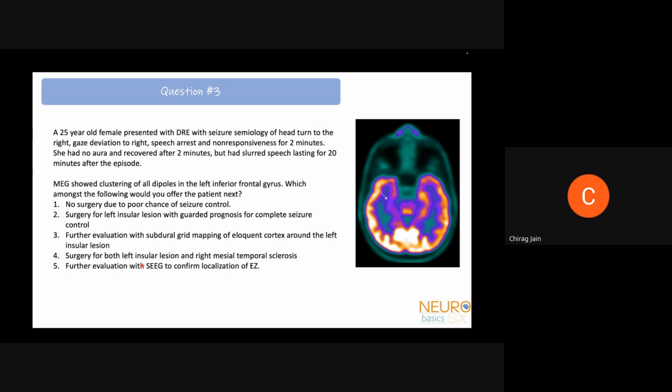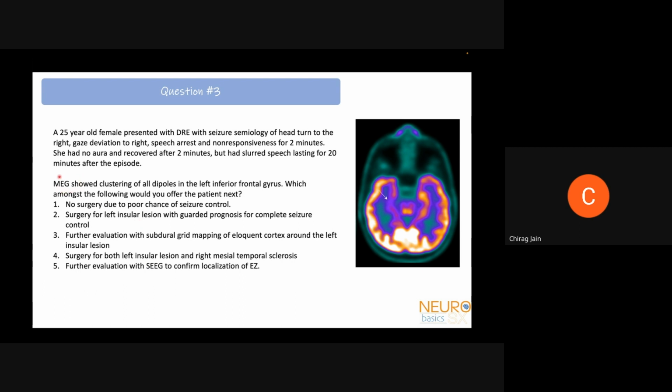Okay, so if you remember, one of the advantages that we discussed of MEG was that sometimes it can obviate the need for invasive monitoring. MEG has clearly shown that all the clusters are in the left inferior frontal gyrus. If there were a few clusters in the right mesial temporal region, you would further consider using stereo EEG. Or you might decide there's a poor chance for seizure control and not go ahead with surgery. Or you might consider surgery for both lesions.